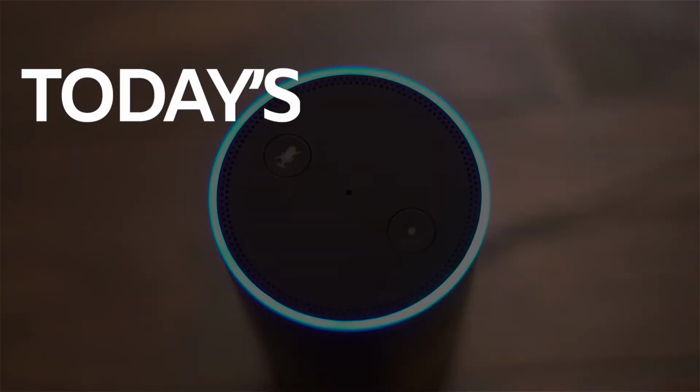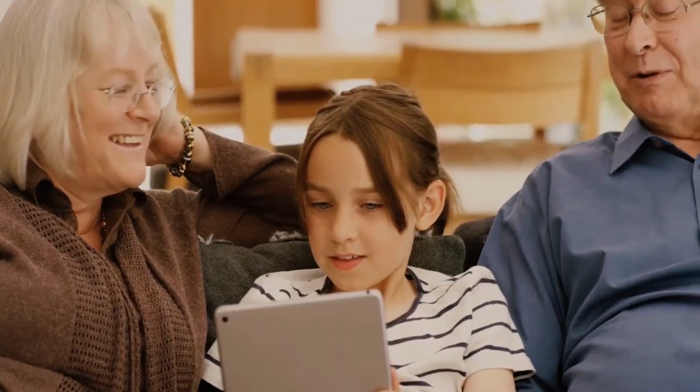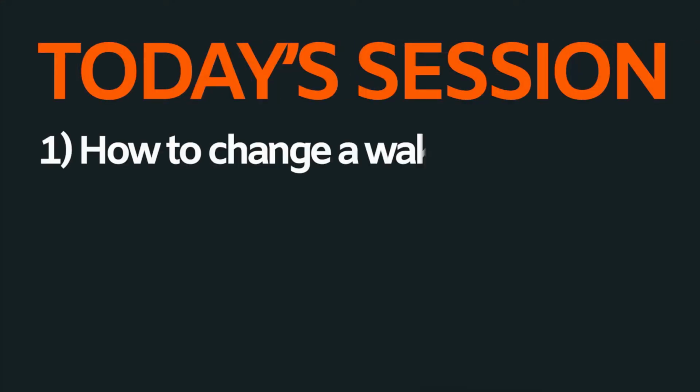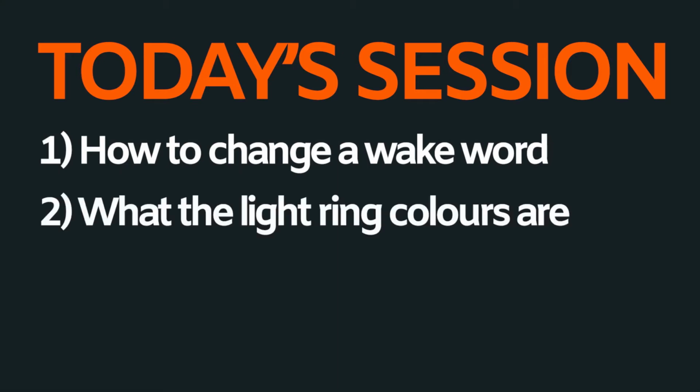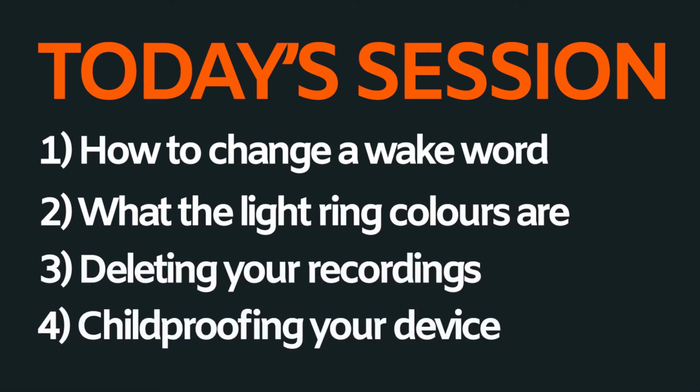The guides that we are running through today mainly cover the full range of Amazon Echo devices, both those with and without screens. You can use this guide to assist someone else to review their data settings, perhaps a family member or neighbour, either by completing this for them or by talking them through it over the phone. First, we will quickly cover how to change your wake word and what the light ring colours are and what they mean, before getting into deleting your recordings and child-proofing your device.